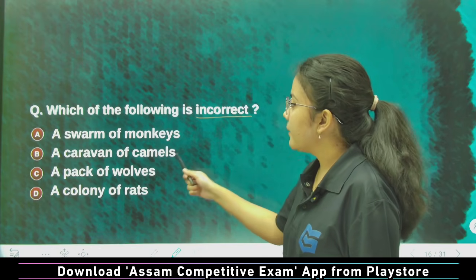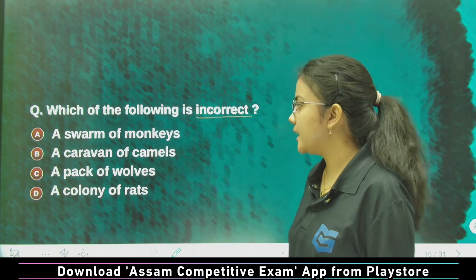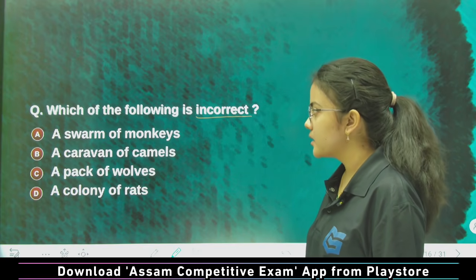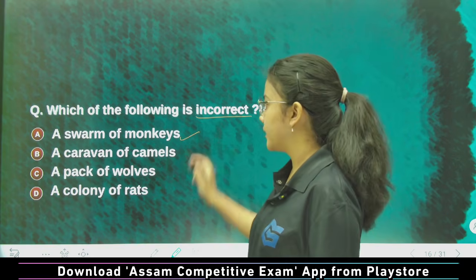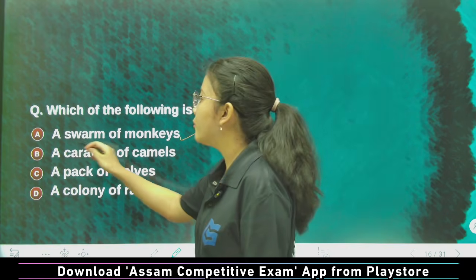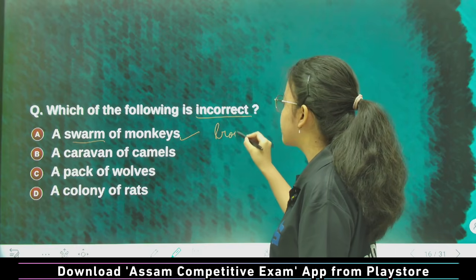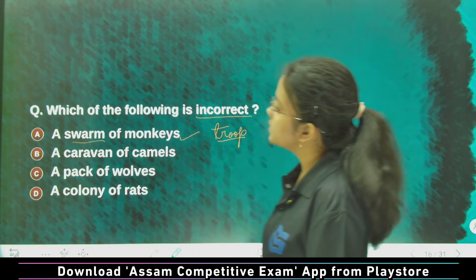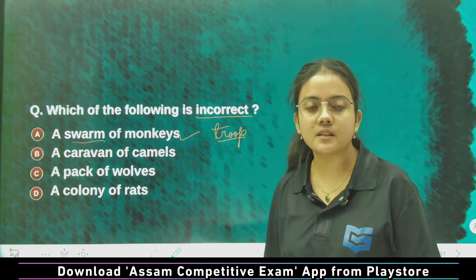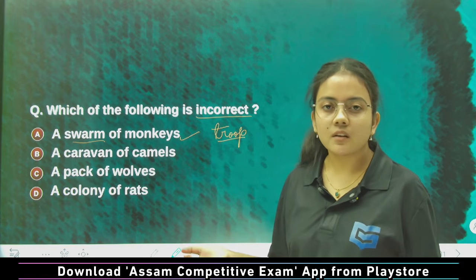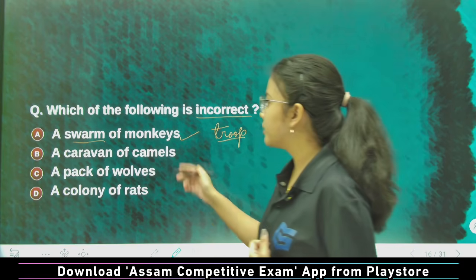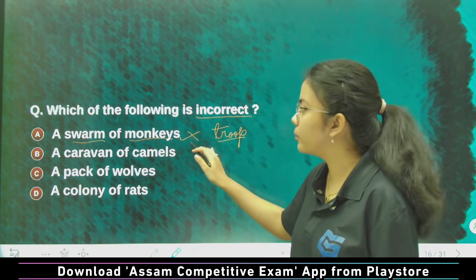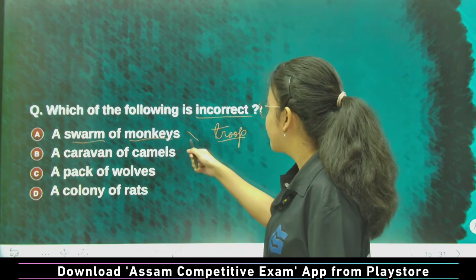A, a swarm of monkeys. B, a caravan of camels. C, a pack of wolves. D, a colony of rats. So the answer is a swarm of monkeys. This is incorrect. We don't write swarm of monkeys, we write a troop of monkeys. Troop of monkeys is correct, but here swarm of monkeys is given. A swarm of bees, a swarm of flies. So swarm is used with those, but with monkeys swarm is given, so this is the incorrect answer. Sorry, this is the incorrect answer, so this will be the correct option.